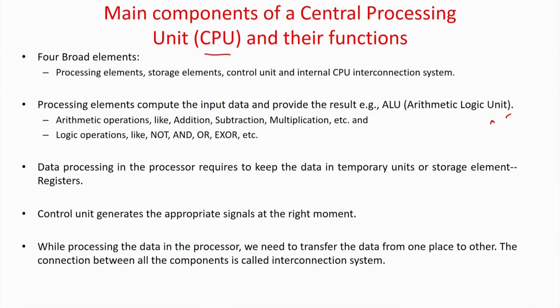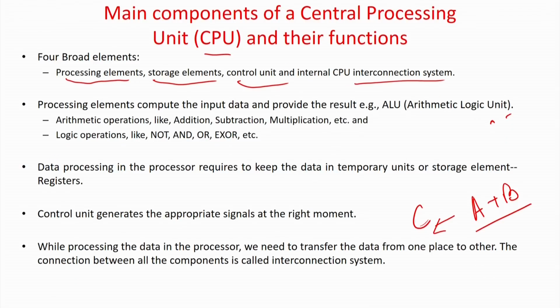So broadly 4 different types of elements are there: a processing element, a storage element, the control unit and the interconnection system. What is a processing unit? Say I take an example that I have to add A plus B. The processing in this case is the addition. Not only addition, you have to take the value of variable A, find the value of B, and store the result in C. So the processing is a lot of steps here. It is not only the addition. Before that you have to bring the value of variable A and the value of B, and then store the result in C.